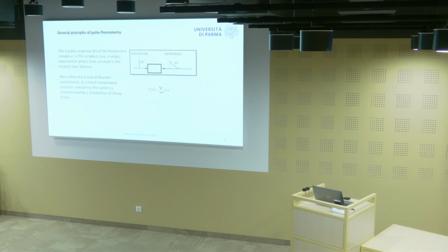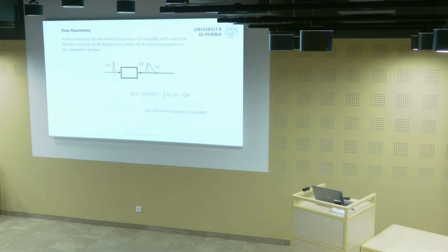Pulse fluorometry is normally used to measure the decay. Ideally, one comes with a delta pulse. And then you measure the response, and that might be an exponential or a sum of exponentials. You never see something like this in your lab, unless you have a very short femtosecond pulse and a very long-lived fluorescence emission. In general, what you have is something like this.